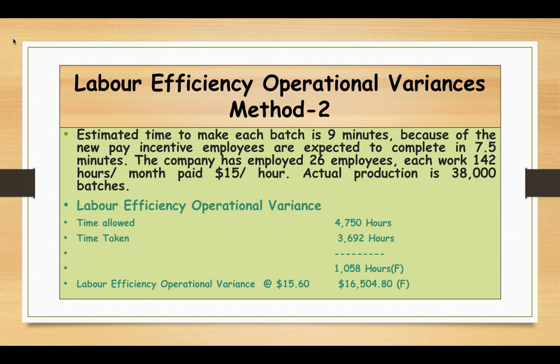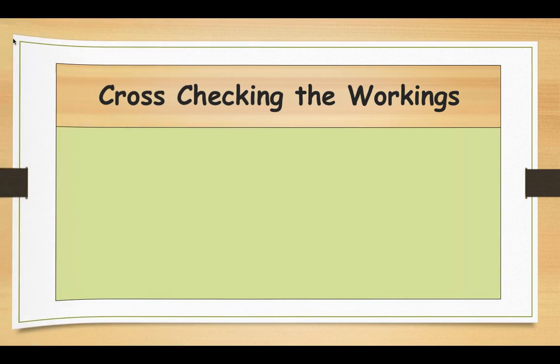Now, under method 2, when you convert that efficiency variance into money value, you got to times it by the revised rate, which is $15.60. The revised rate is $15 times 1.04, you get $15.60. So 1,058 hours times it by 15.60, you get $16,504.80 favorable. This is our labor efficiency operational variance under method 2.